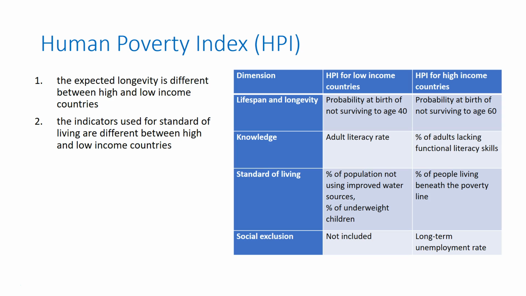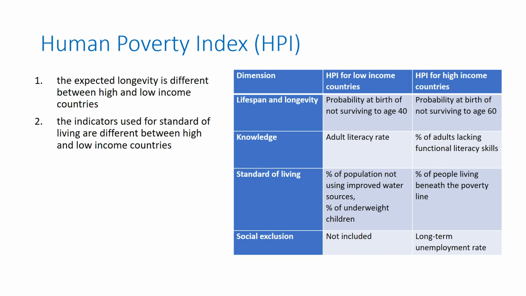This chart summarizes the differences between the measurement for low income versus high income. First, as mentioned, lifespan is defined differently, 40 versus 60. Second, the education or knowledge factor is defined slightly differently, but it's about literacy essentially, so I would argue that's fairly equivalent. The standard of living is interesting. For high-income countries, we've decided that the poverty line is going to be how we determine whether or not someone is meeting their standard of living.